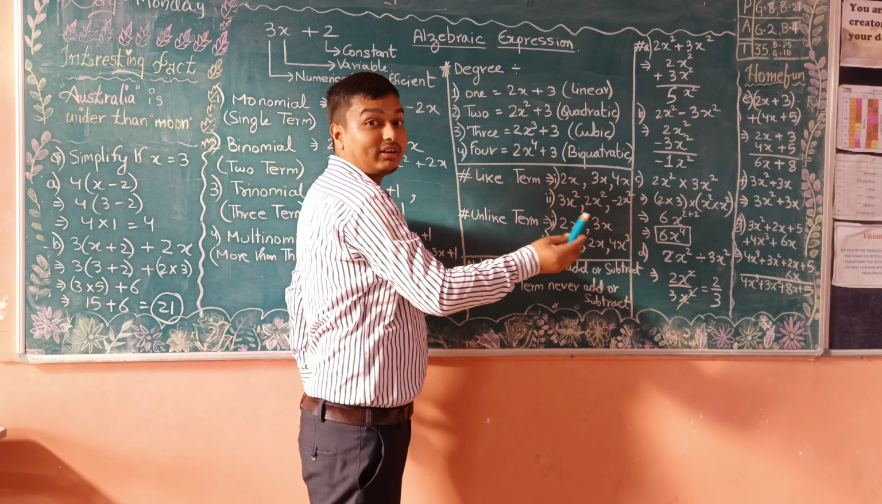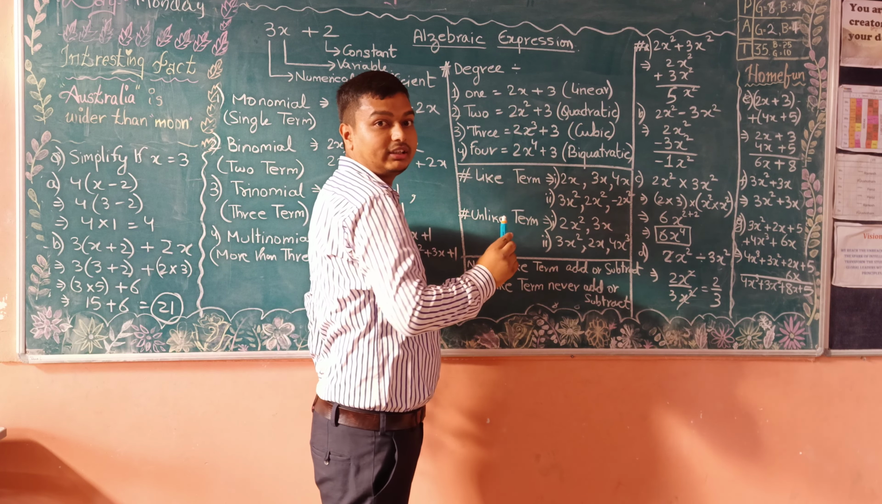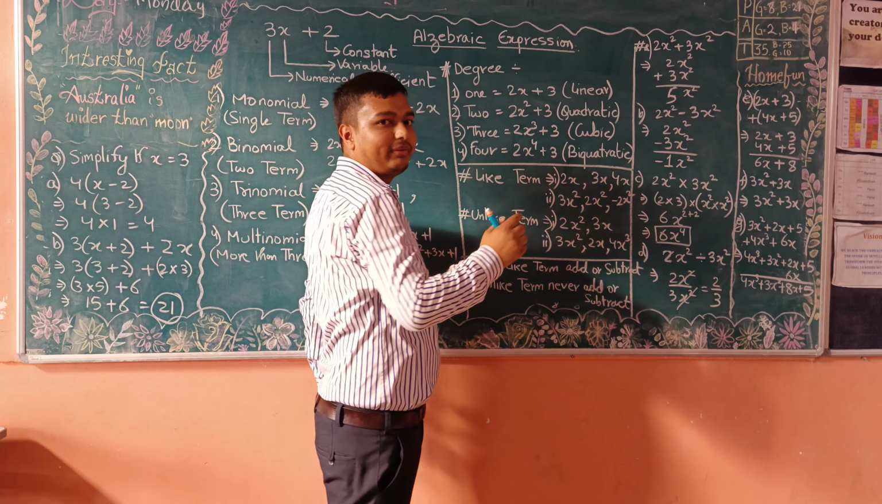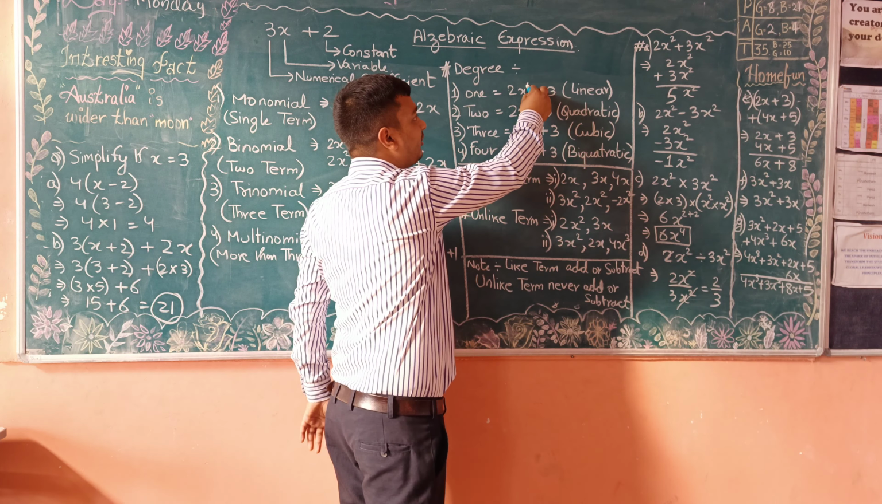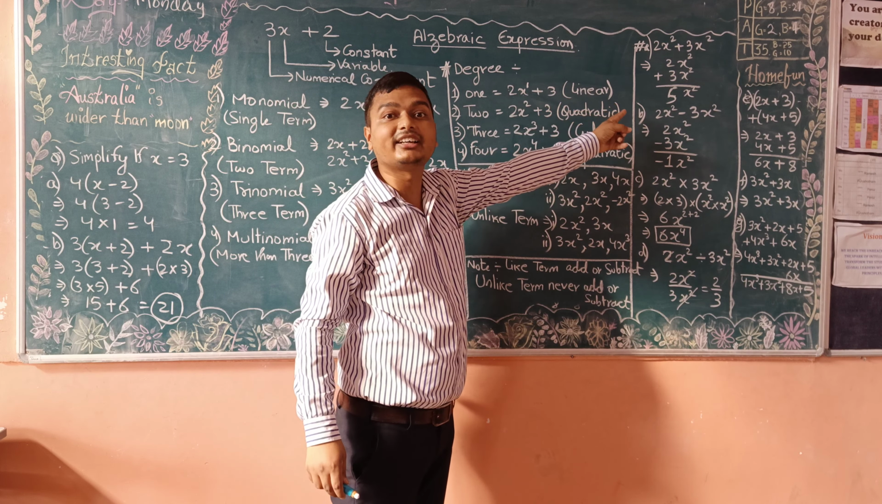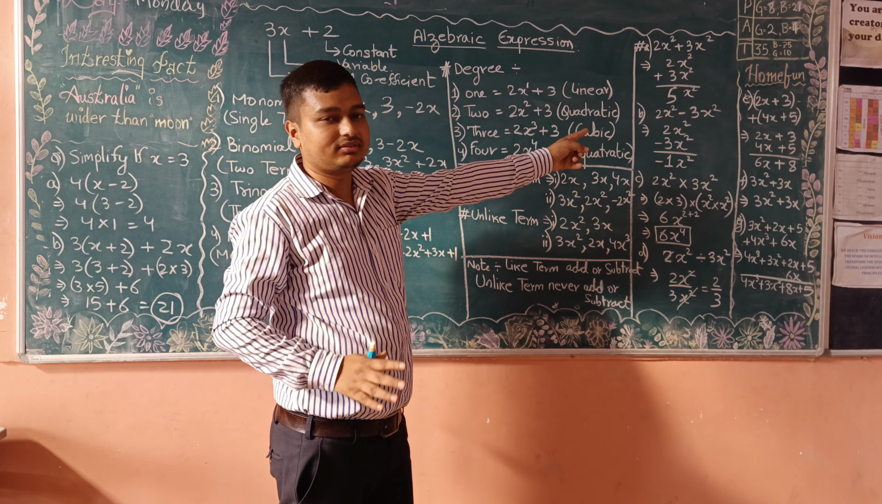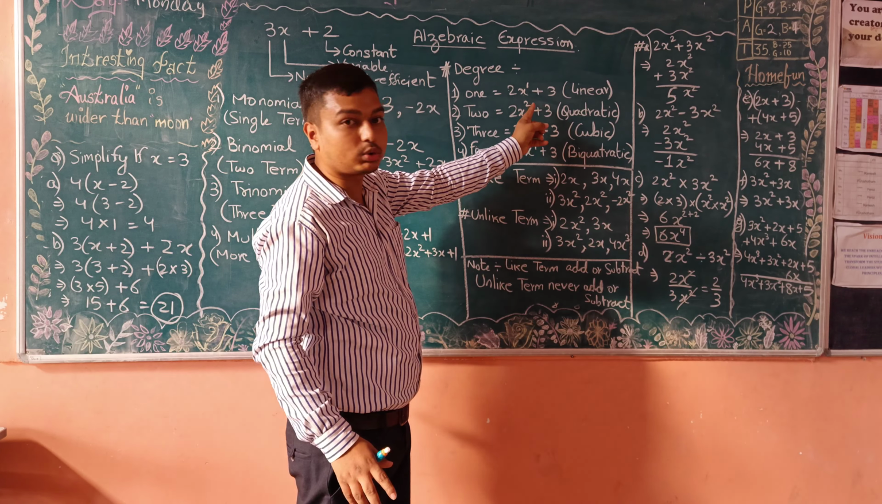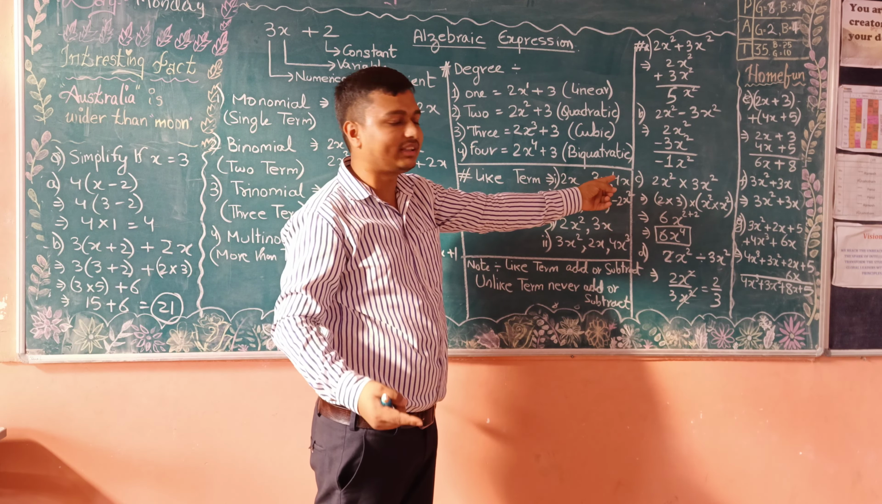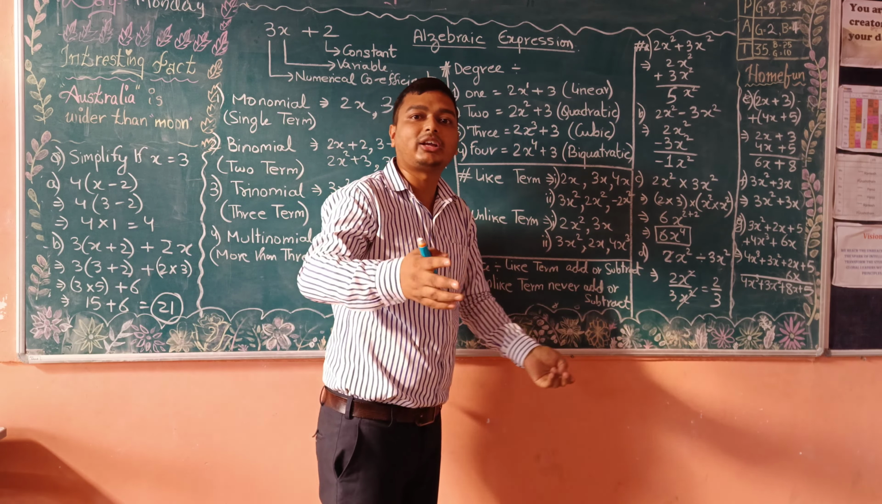How do I check the power? I will not check the coefficient or the constant term. I will check the power of the variable. If the power is not written, then I understand the power is 1. If the highest power of the expression is 1, we call it a linear expression. If the highest power is 2, x square, we call it a quadratic. If the highest power is 3, we call it a cubic. If the highest power is 4, we call it a biquadratic.